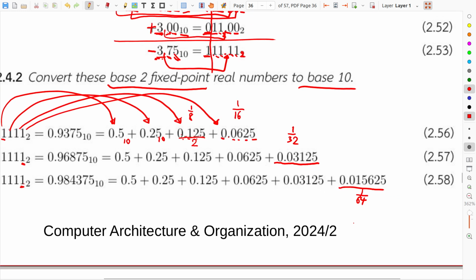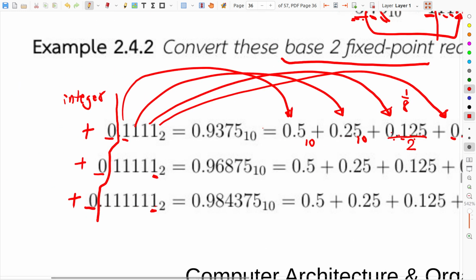And if you sum them up with your calculator, it's going to be 0.9375. This is getting closer to 1.0, but still less than. If we increase one more bit here, it's going to be 0.96875. As you can see, this is 0.93, this is 0.96. So it's getting closer to 1.0, but it's still less than 1.0 base 10.